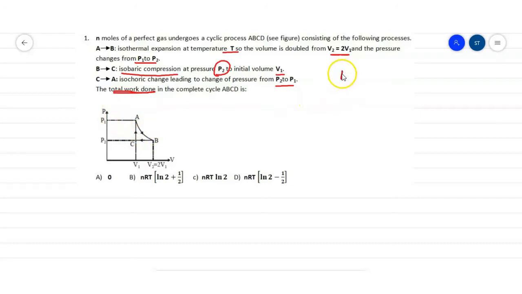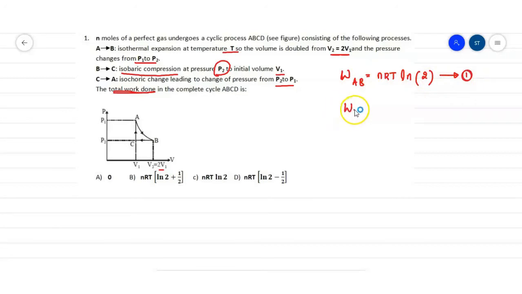First, let us calculate the work done in the process A to B. A to B is an isothermal process. For an isothermal process, the work done is given as nRT ln(V final by V initial). Here final volume is 2V1 and initial volume is V1. So the ratio will be 2V1 upon V1, which will be 2, so nRT ln 2. This will be the work done in the process AB.